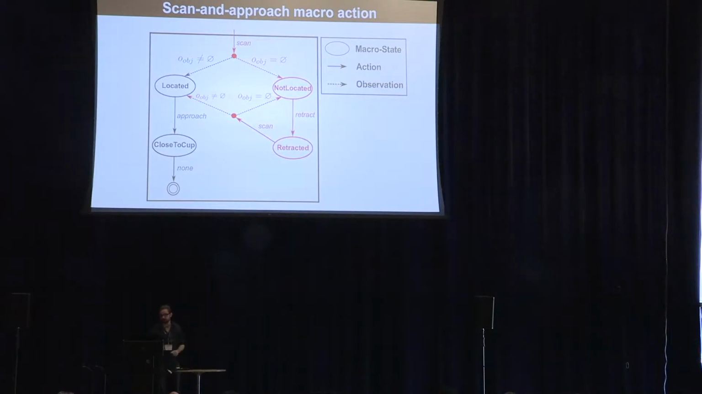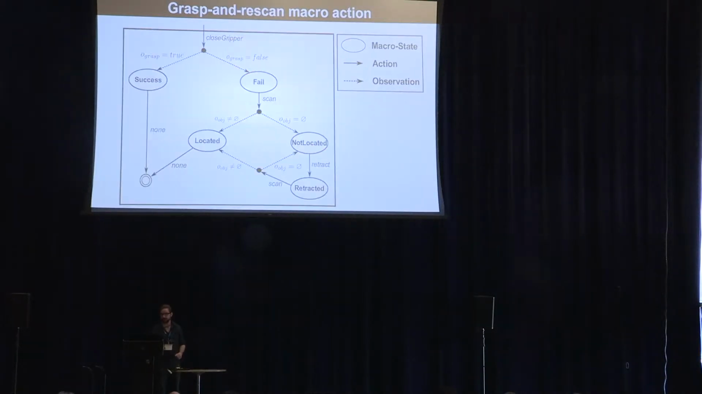So now the second macro action here is the grasp and rescan macro action. So this macro action is designed to deal with failed grasps. Now, a grasp can fail due to 2 reasons. There's either too much uncertainty with respect to the location of the cup, or the cup has been misplaced during runtime. Now, in both cases, the robot has to relocalize the cup before attempting another grasp.